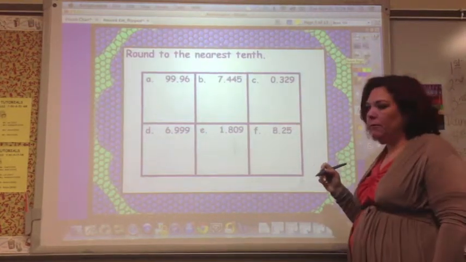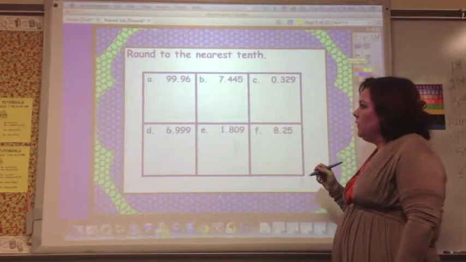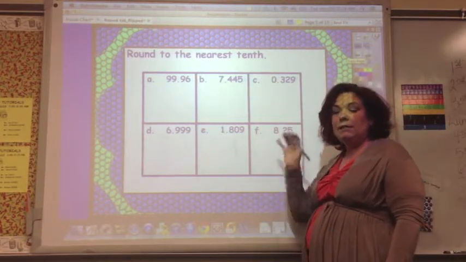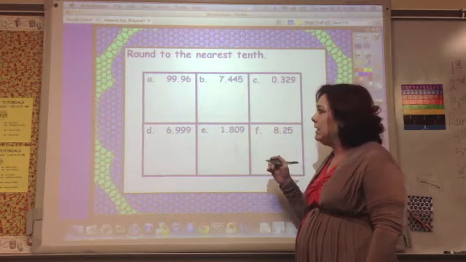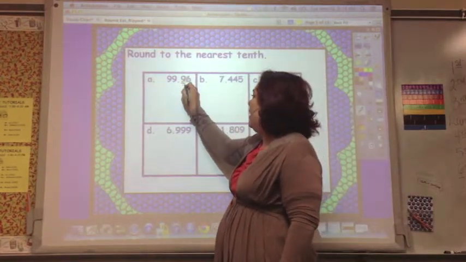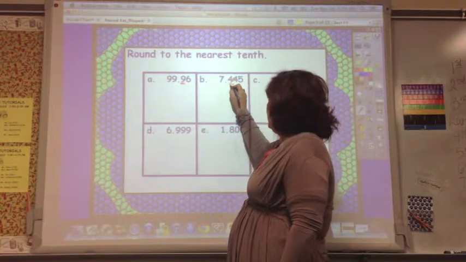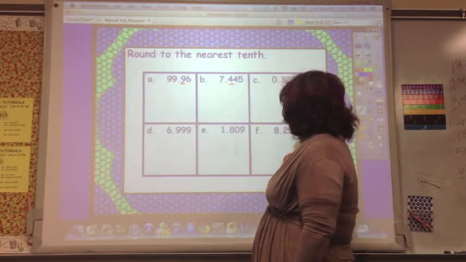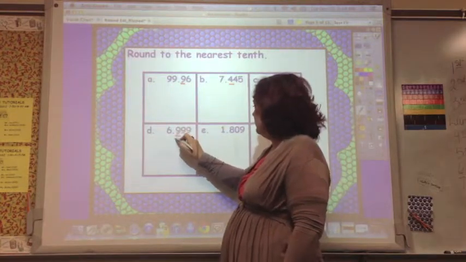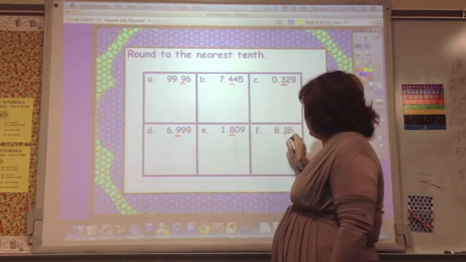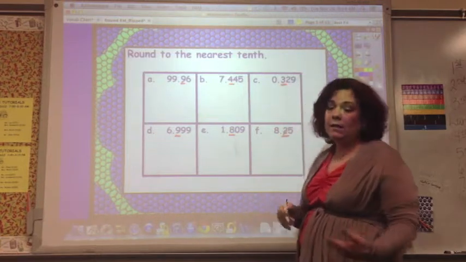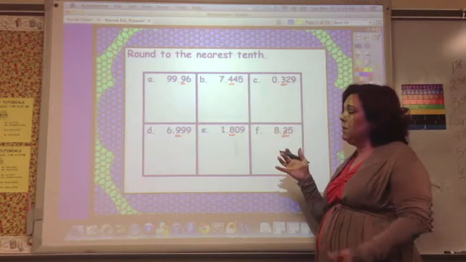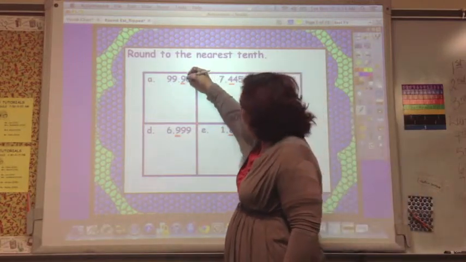And we're going to do a little bit of practice. So we're going to round to the nearest tenth. So since all of these are the same in the nearest tenth, let's go ahead and underline our tenths place. And then the next step would be to circle the next place to the right, which is the hundredths place.